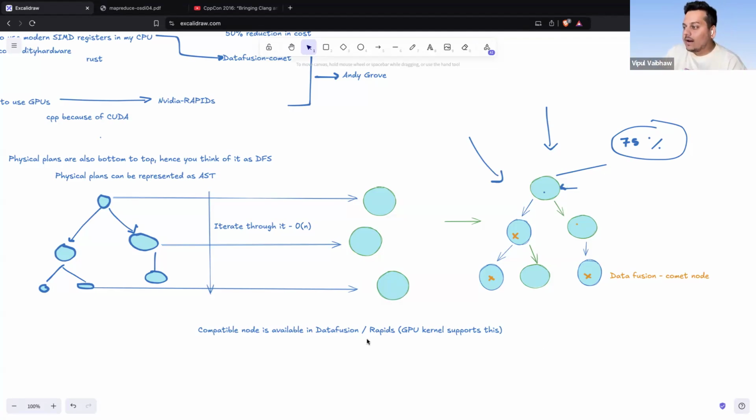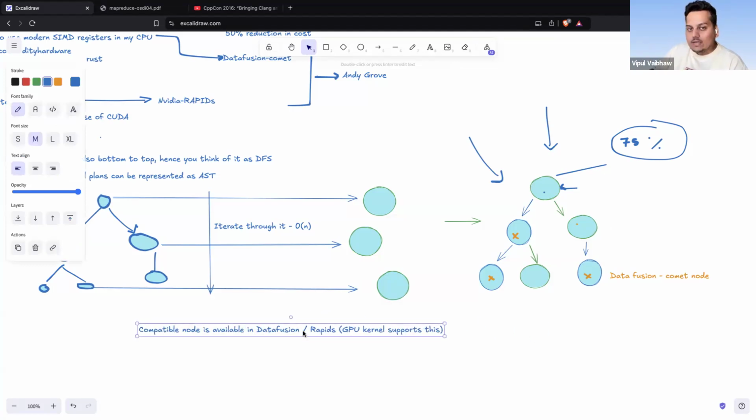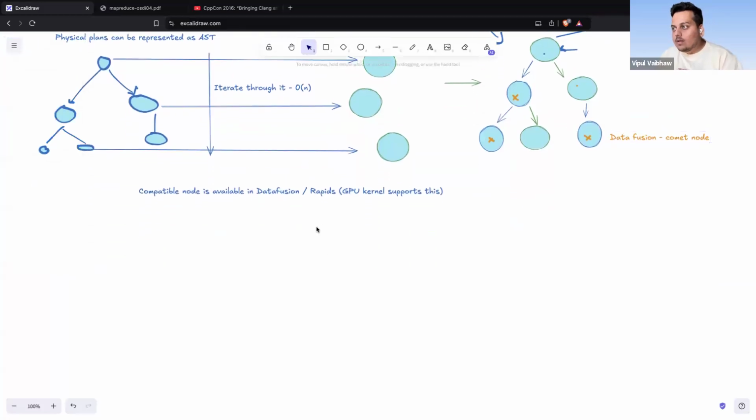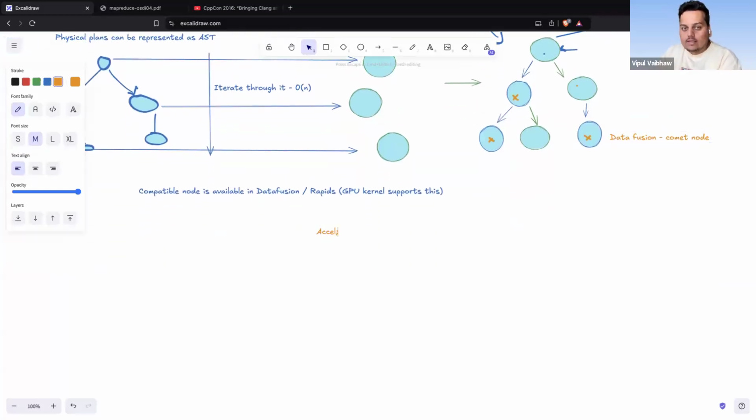And similar to that, we have the RAPIDS project. Whatever can be executed by the GPU will be executed by the GPU, and you will have some specialized nodes to act as a bridge. And that is how accelerators are written. So this is the basic idea of how accelerators are written for Apache Spark or any query engine.